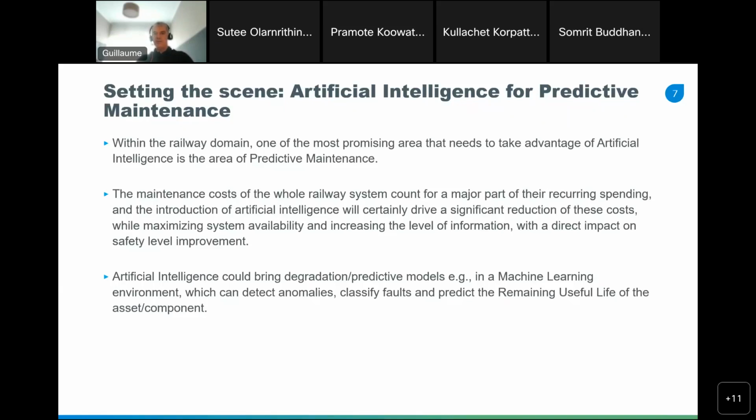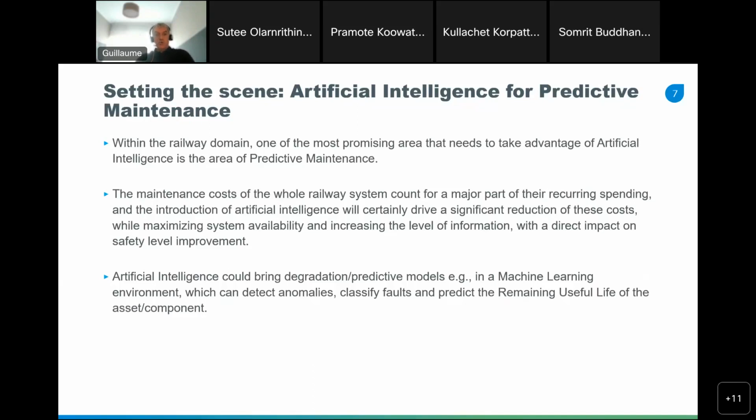The maintenance cost of the whole railway system accounts, as I said, for a major part of their recurring spending. And the introduction of AI will certainly drive a significant reduction of this cost. When I say certainly, it's still to be proven. So one goal of this ongoing project is to prove that AI could drive a significant reduction of the cost in the maintenance area.